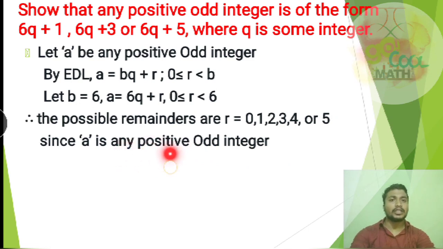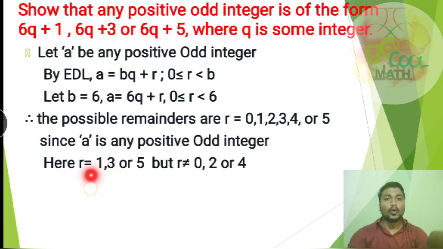Therefore what we can conclude is that if you consider any positive odd integer divided by 6, then the possible remainders exist only as 1, 3 or 5. 0, 2 or 4 will not exist. If you divide any odd integer by 6, there exist 1, 3, 5.